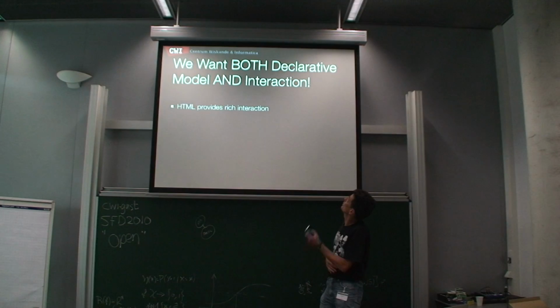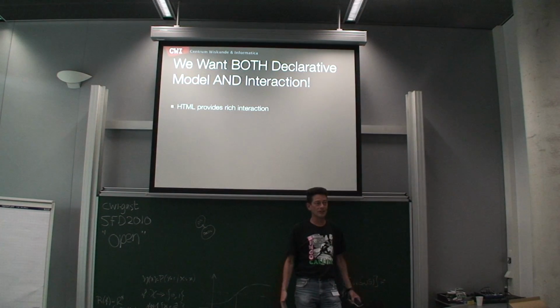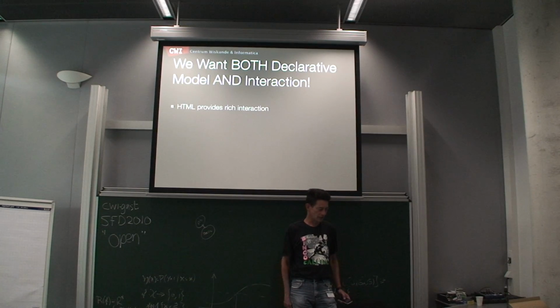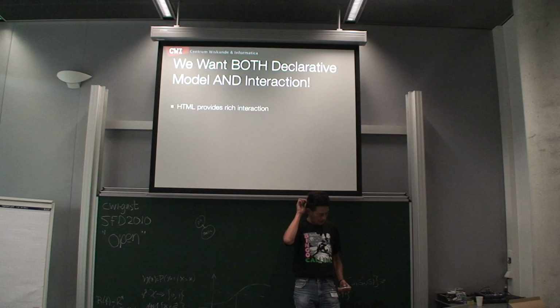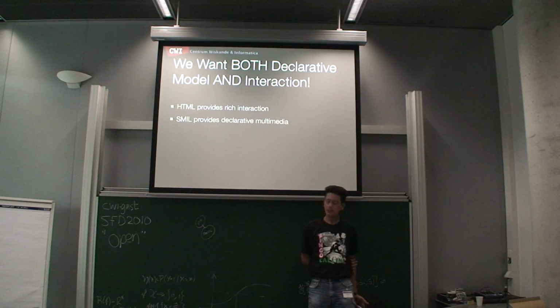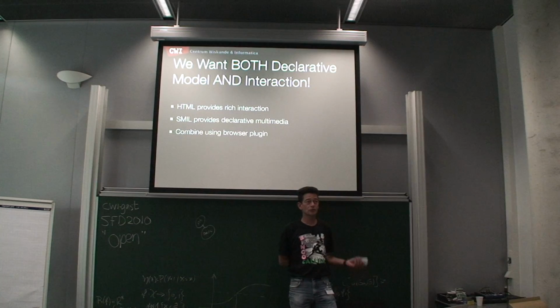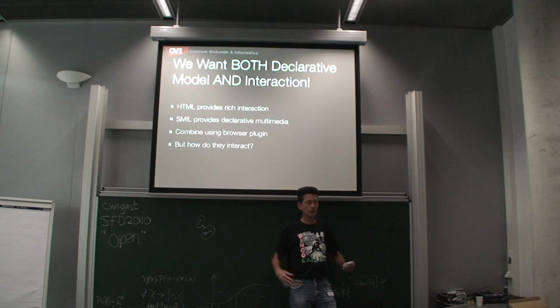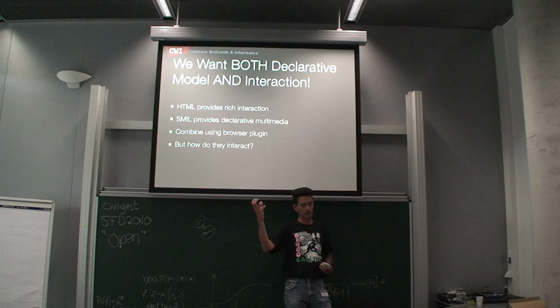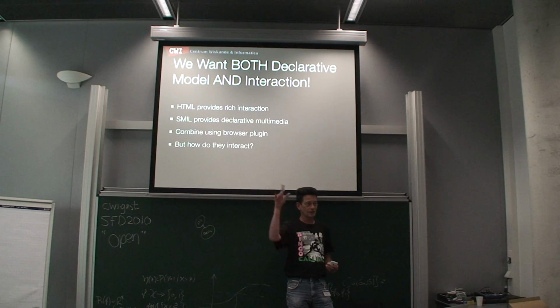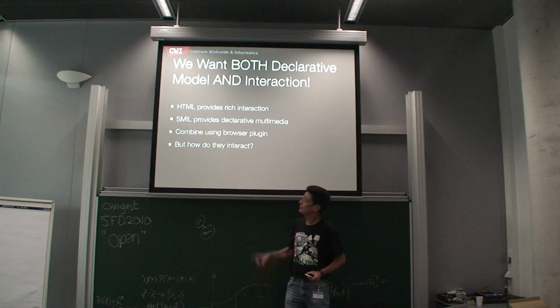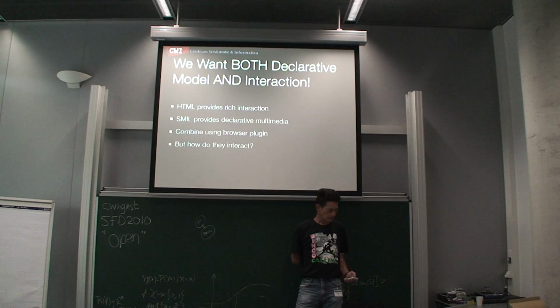So for this application, we want both the declarative model for our multimedia, which is nice and makes it adaptive, but we also want the interaction, which SMIL doesn't provide, but HTML provides. As I said, we combine SMIL and HTML by using a browser plugin. But now the SMIL running in the browser plugin needs to talk to the XForms user interaction that runs in the browser, and needs to be able to change the additional content in the browser window.